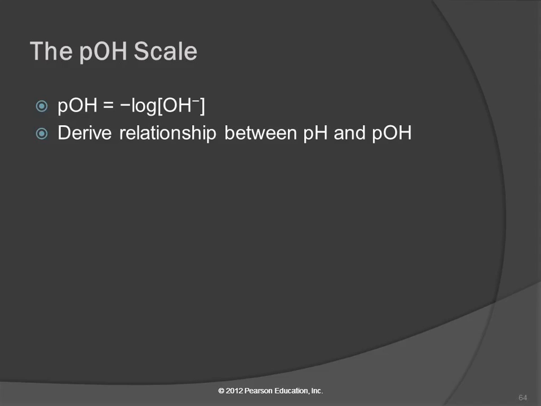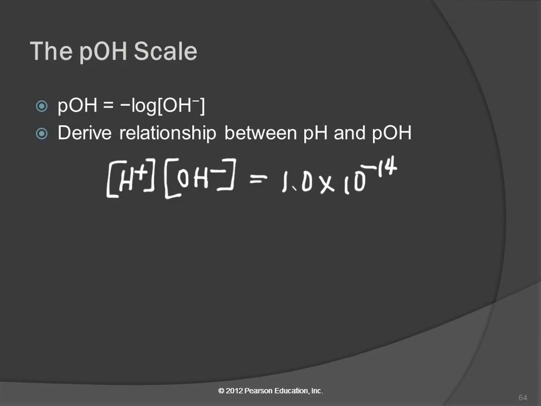It says derive the relationship between pH and pOH. So you may or may not be interested in this, but I'm going to do it anyway. So we know that this is true, right? We learned that. This is Kw. This is the equilibrium expression for the self-ionization of water. The hydrogen ion concentration times the hydroxide ion concentration in any aqueous solution is always 10 to the minus 14.